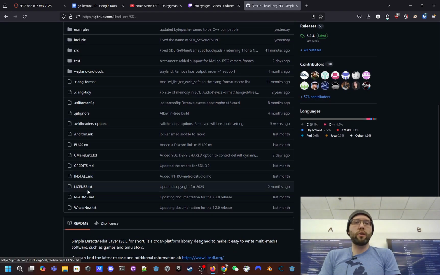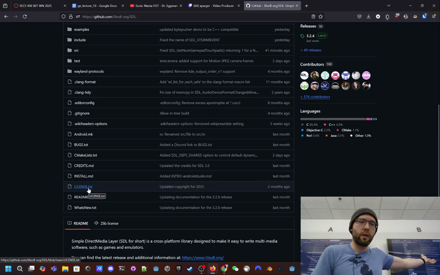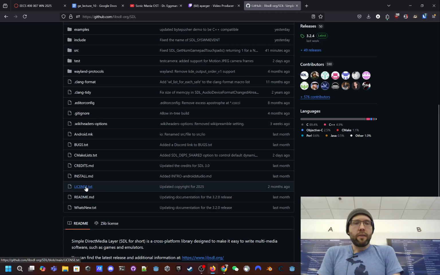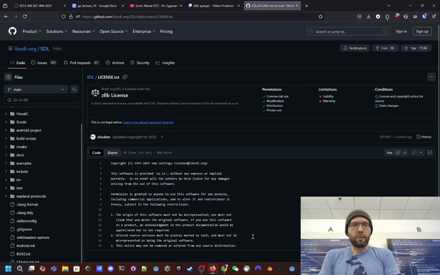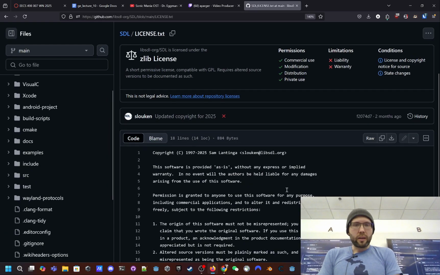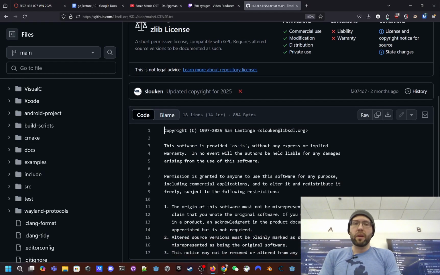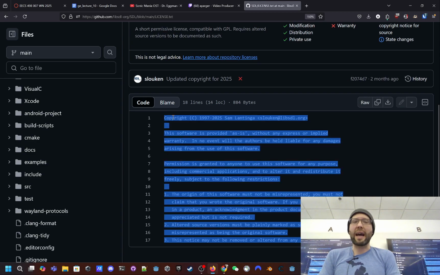And have you ever gone to a GitHub repo like this and seen this license.txt? Do you ever see that? And you're like, huh, and then you ignore it, right? Of course. If you look in this, you'll have some information, okay? So look at this right here. This is the zlib license. And here's the entire license. What does it actually say?